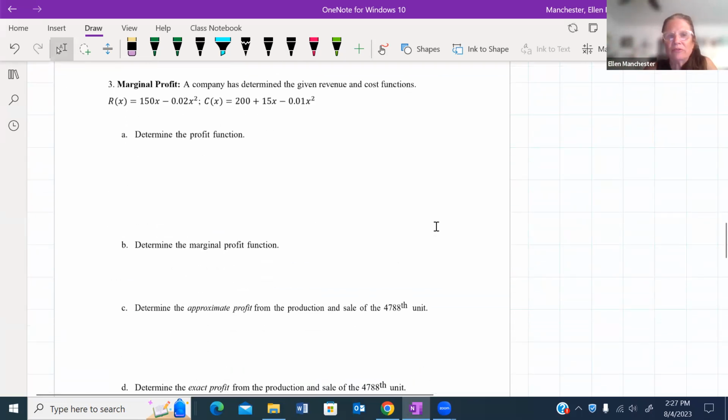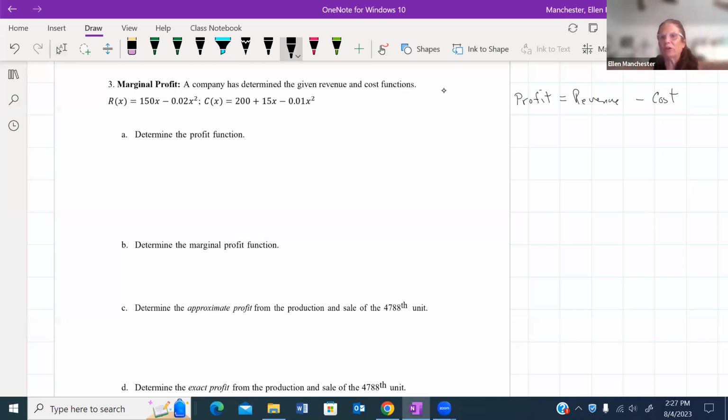Okay, let's try one for profit now. So determine the profit function. So this takes us back to our review and back to our business algebra. So remember, profit equals the revenue minus the cost. Revenue is all the money that comes in. Cost is what goes out. The difference between the two is your profit. That's what goes either back into your business or into the owner's pocket.